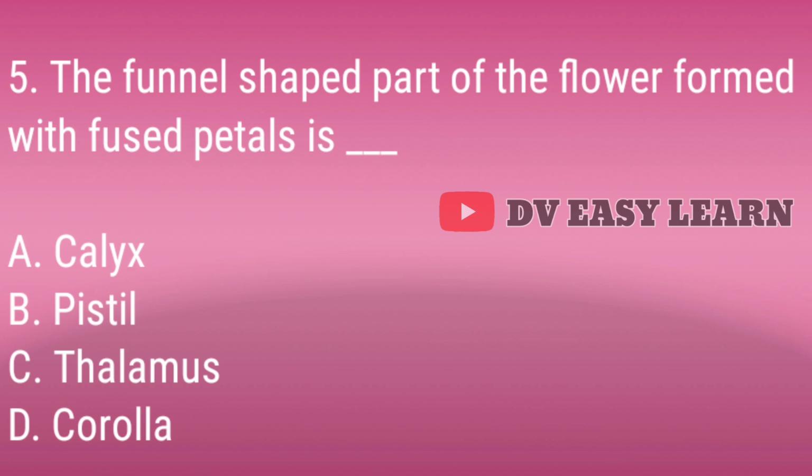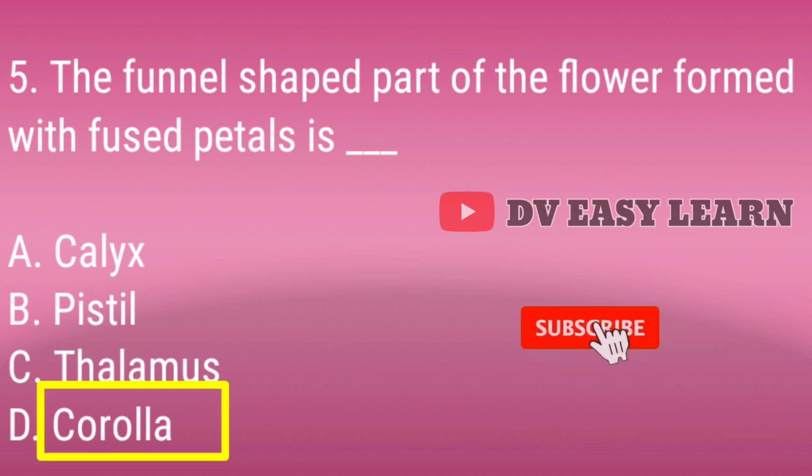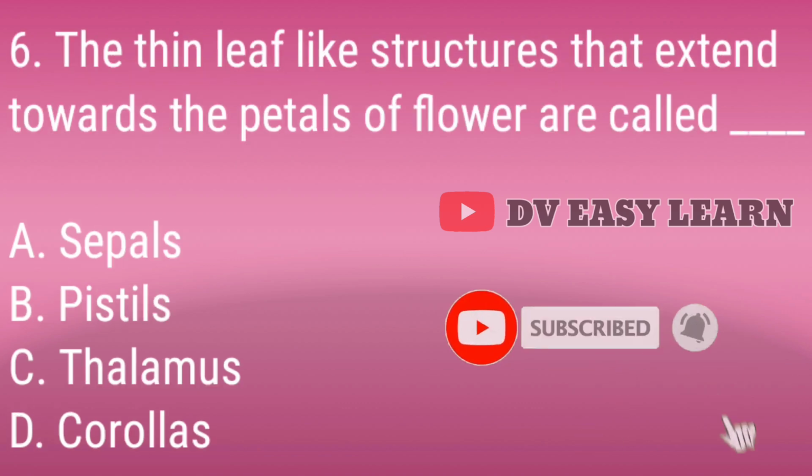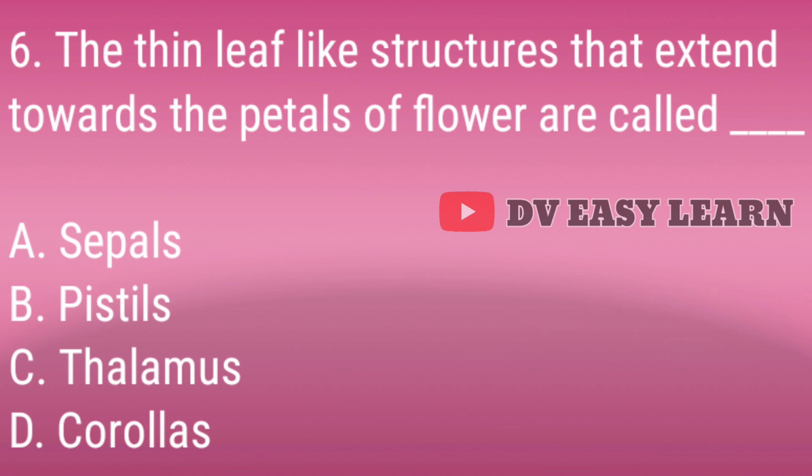Question number 5. The funnel-shaped part of the flower formed with the fused petals is. Correct answer, corolla. Question number 6. The thin leaf-like structures that extend towards the petals of flower are called. Correct answer, sepals.